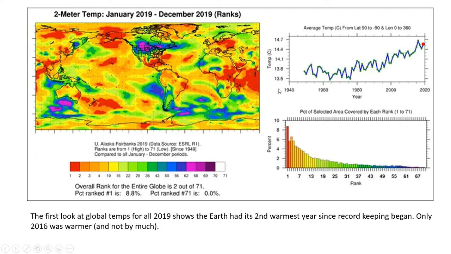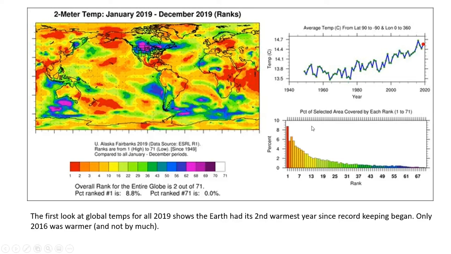Here's an interesting thing. Look at the average temperature from latitude 90 to minus 90, that's North Pole to South Pole, longitude 0 to 360. In other words, the meridian at Greenwich, England, all the way around. So translation, this is the entire globe. Temperature in C, it's going up. Here's 2019. It's going up. Earth had its second warmest year since record keeping began. Only 2016 was warmer, and not by much, like 0.3 degrees C.